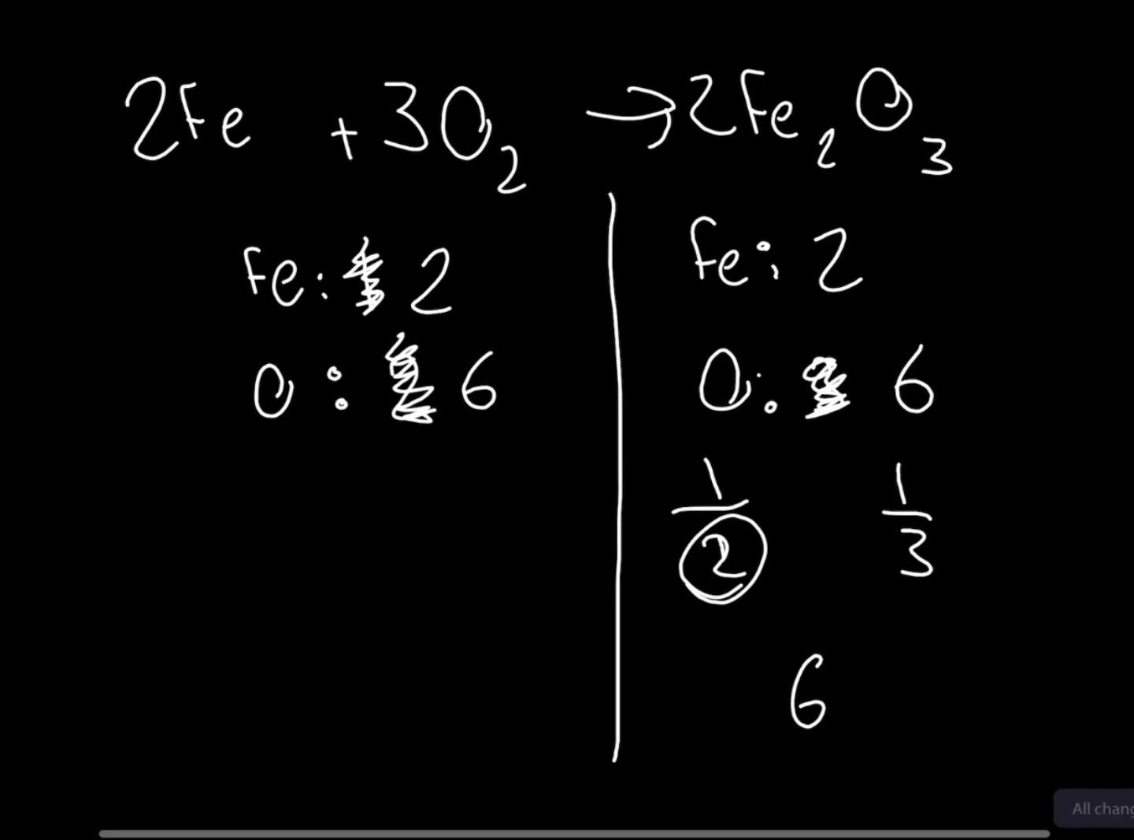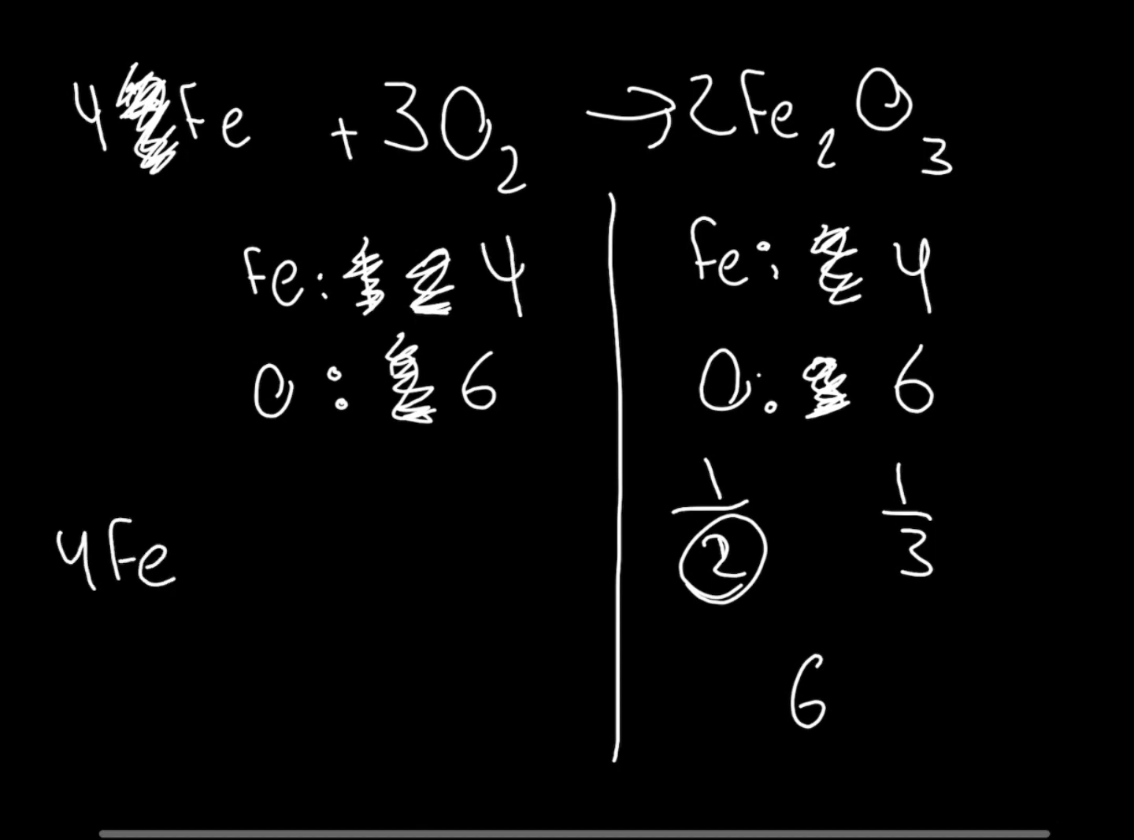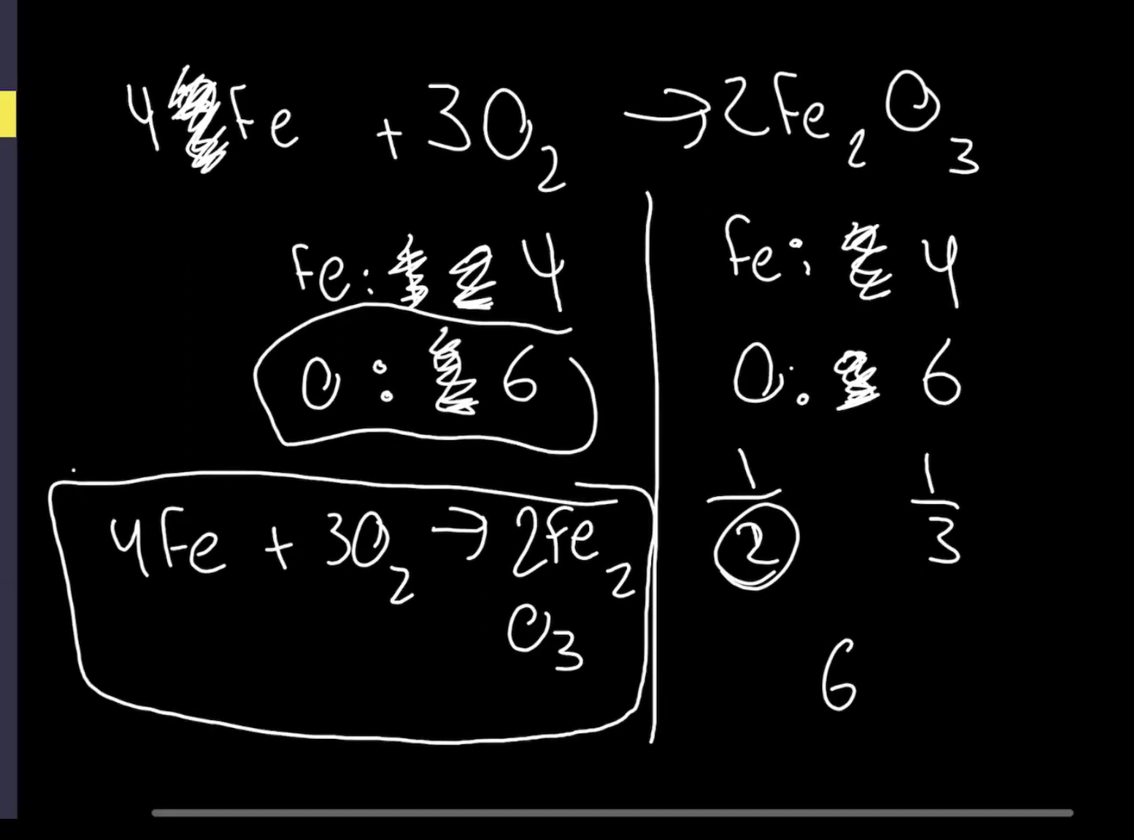But now the problem is that 2 times 2, that's going to be 4. So that means that, once again, we're going to have to change the amount of iron to 4. And that's going to be our answer. So our final equation is going to be 4Fe plus 3O2. This is going to yield 2Fe2O3.